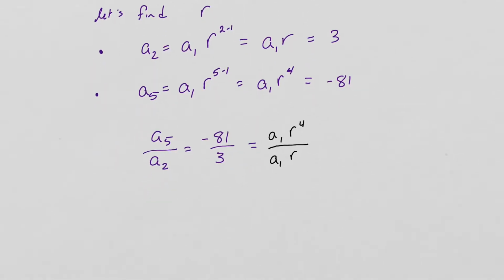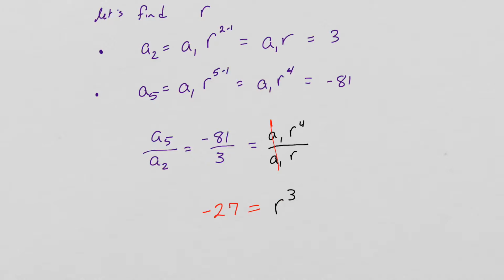Well, negative 81/3 is actually doable. That's just negative 27. And we're going to use our rules of rationals. The A1s are going to cancel here. And we have R to the fourth divided by R, which is just R cubed. And so negative 27 is equal to R cubed.